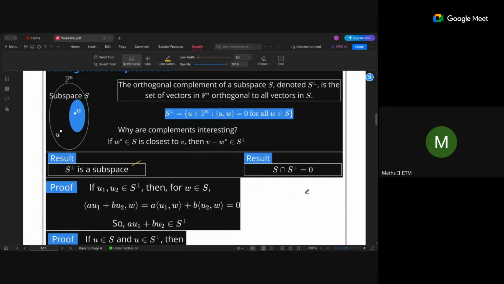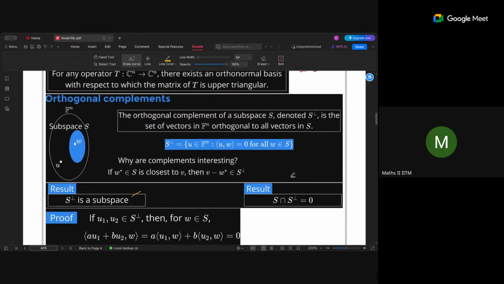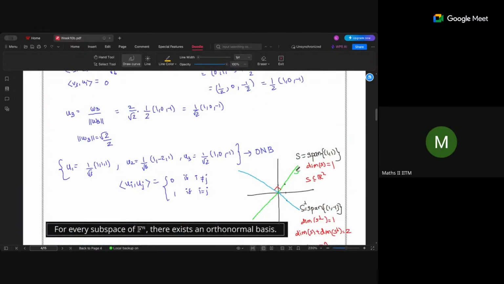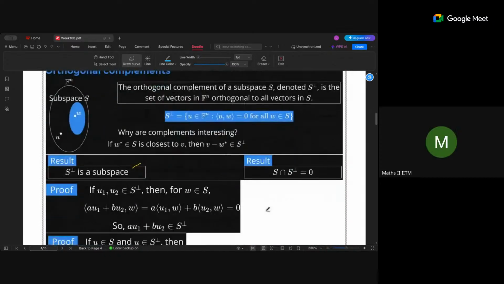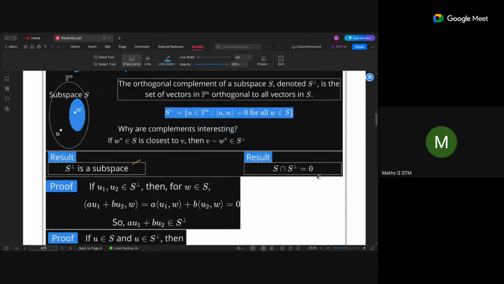Now, what can be there in the intersection of S and S perp? We have already seen this in the visualization I showed in GeoGebra. What is there in the intersection of the plane and the orthogonal line passing through it? Only the origin. So S intersection S perp is always just the singleton 0.